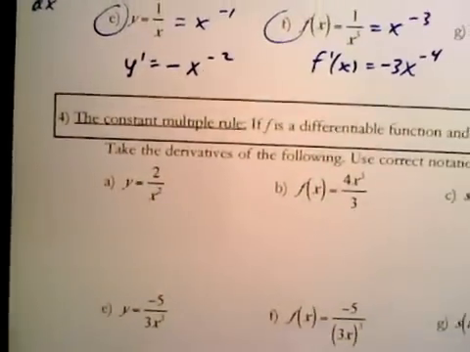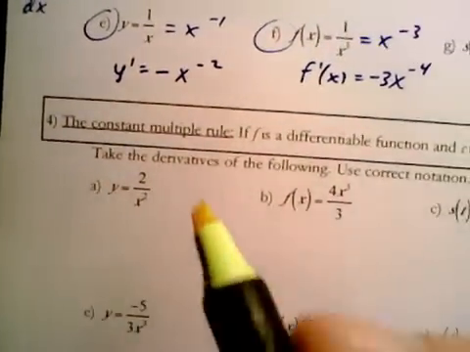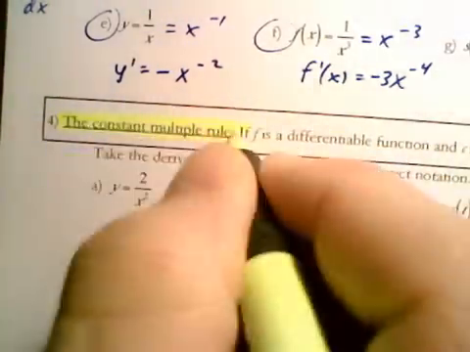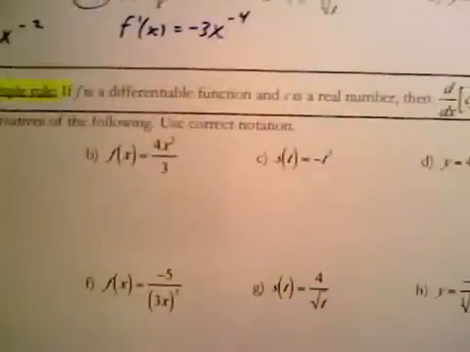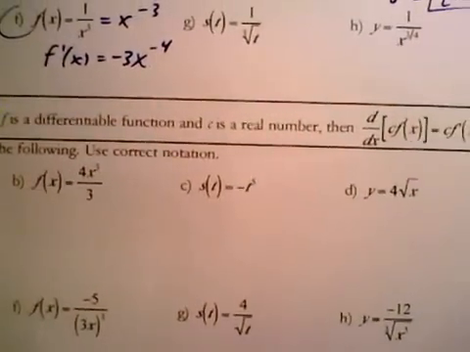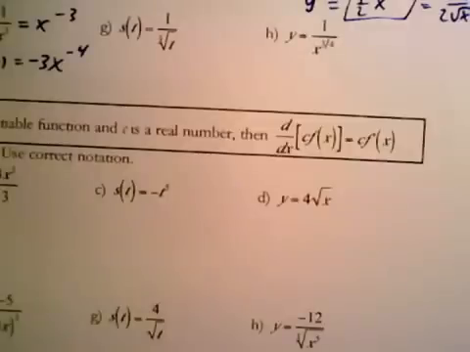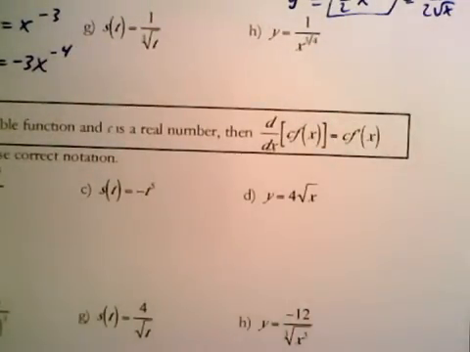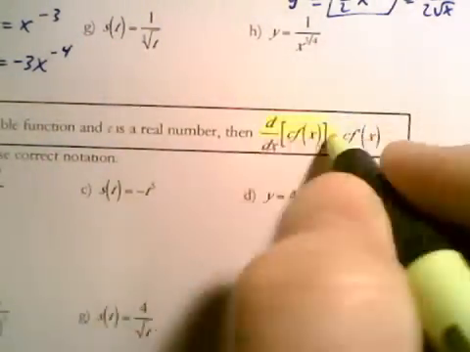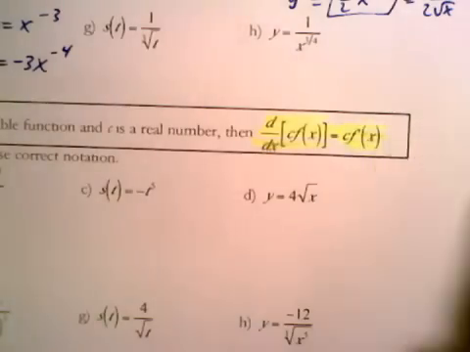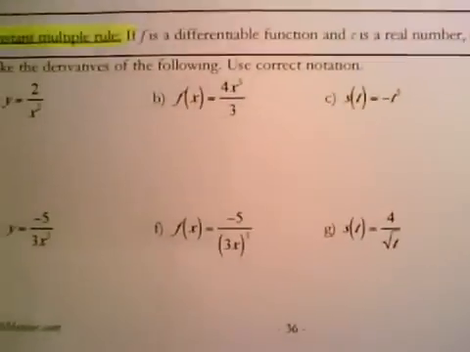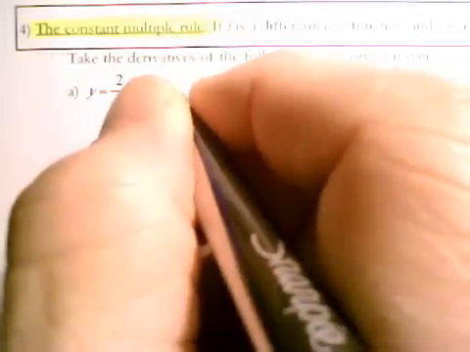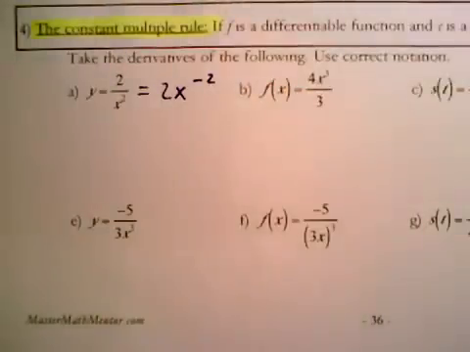Let's go ahead and take a look at the next section. It's called the constant multiple rule. And the constant multiple rule just says that if we have a differentiable function, and c is a real number, you just bring the c out in front. The derivative of c times the function means you can just bring the c right out front. That's all. Okay, well, what does that mean? Well, let's take a look at a couple of these problems here. Let's rewrite 2 over x squared as 2 times x to the negative 2. You can do this.